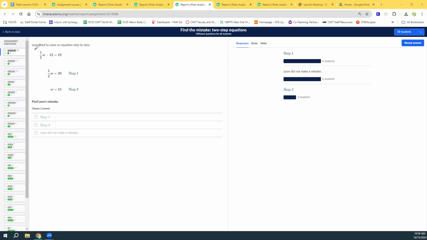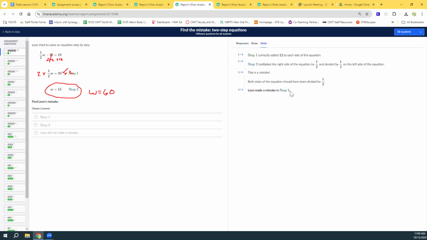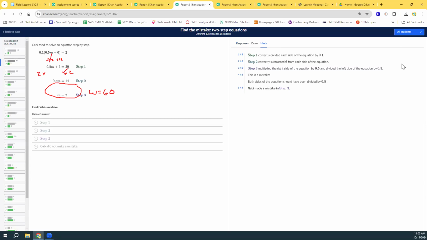Leon tried to solve an equation step by step. 1/2 W minus 12 equals 18. Probably added the 12 to both sides to get 30, right? So that looks good. No problem there. And then he's supposed to multiply by 2. And then that should be 60. So step 2 should say W equals 60. Step 2 is the first time that we see incorrect information. Make sense? Come on, Leon.